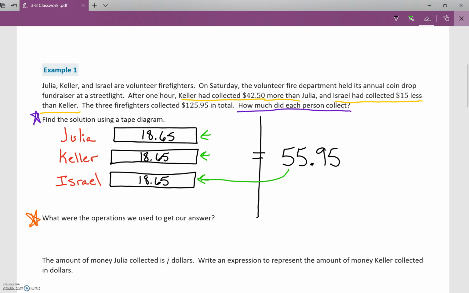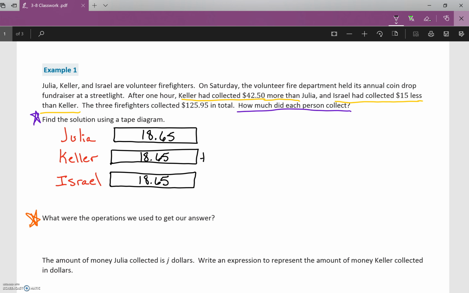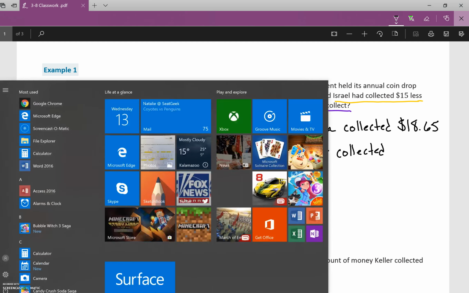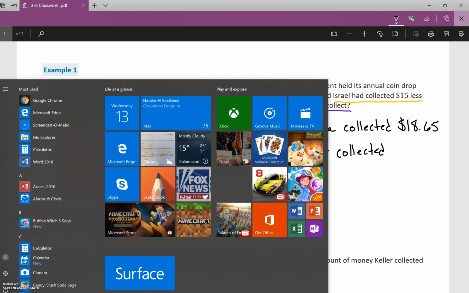All right, so now we kind of need to go back because we know what the x value was. We know what Julia collected now. She collected $18.65. Don't forget that Keller collected $42.50 more. Let's answer this question. Julia collected $18.65. Keller collected $18.65 plus $42.50. So he collected $61.15.